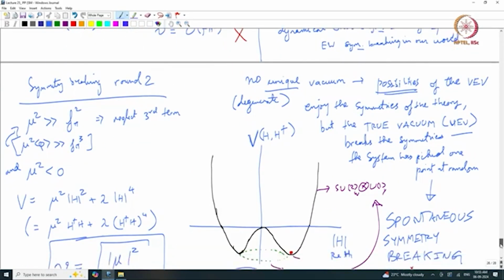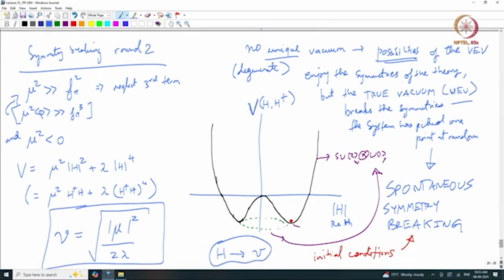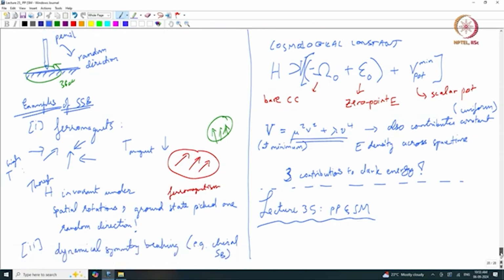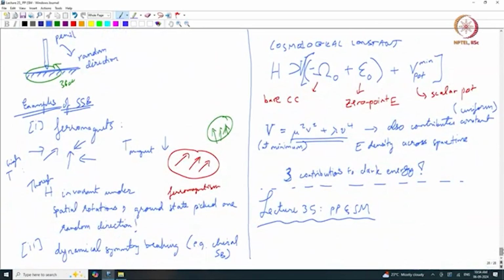The possibilities of the minima themselves enjoy the symmetry of the theory, but the actual vacuum picked by the field configuration can only take on one value, and this can only happen spontaneously, right. So, spontaneously the symmetry got broken. Ultimately this is due to initial conditions, right, and then we saw some physical examples of it, ferromagnets and so on, and then we also saw one more thing, that is that every time you have a scalar potential that has picked up a vacuum expectation value, it also contributes to dark energy and hence the cosmological constant problem, right.